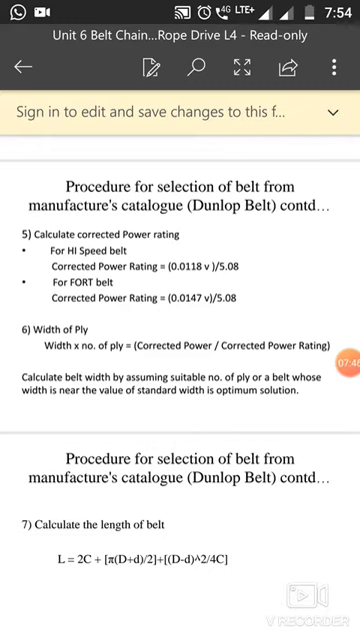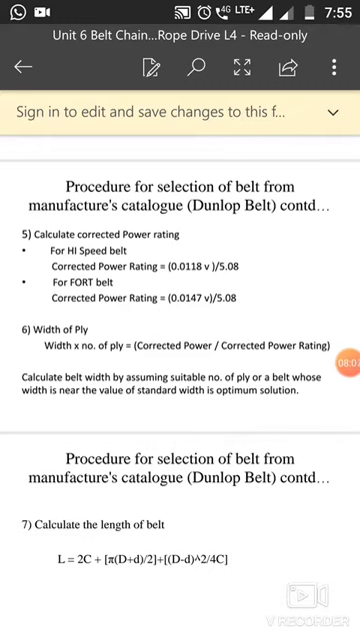Okay, therefore single ply of 1 mm width and belt velocity of 5.08 meter per second. Now if your belt velocity will be different, generally the optimum belt velocity is what? 17.8 meter per second to 22.9 meter per second. So you have selected a belt velocity within that range.